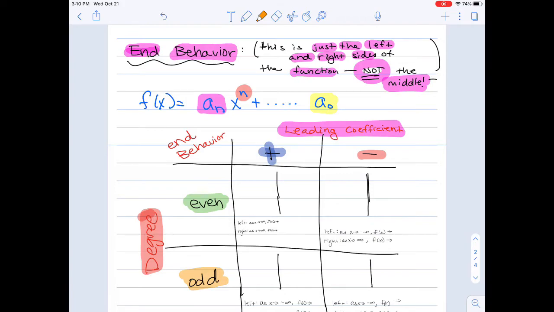And here's what that's going to tell us. These lines in the middle are just to show you, I don't know what's going on in the middle, but if I'm looking at the left and the right side, this is what it's going to look like. Now, if it's a positive leading coefficient, positive means it ends happy or up. So if it's positive, it ends to the right going up. If it's an even degree, it will match on the left and the right side. If it's an odd degree, it will be opposite. So the left and the right side will disagree.